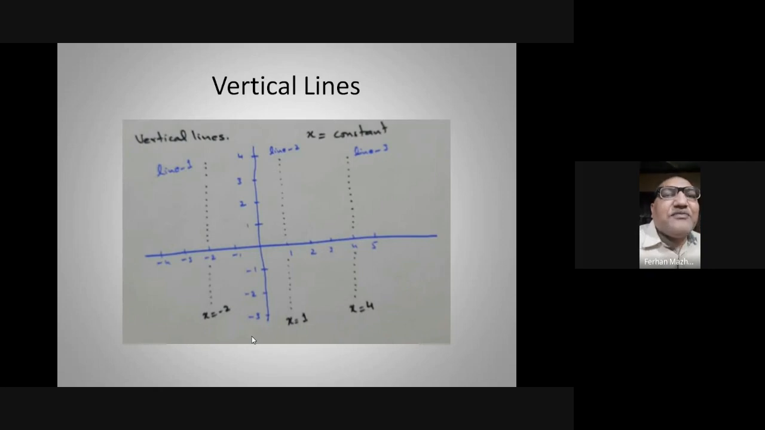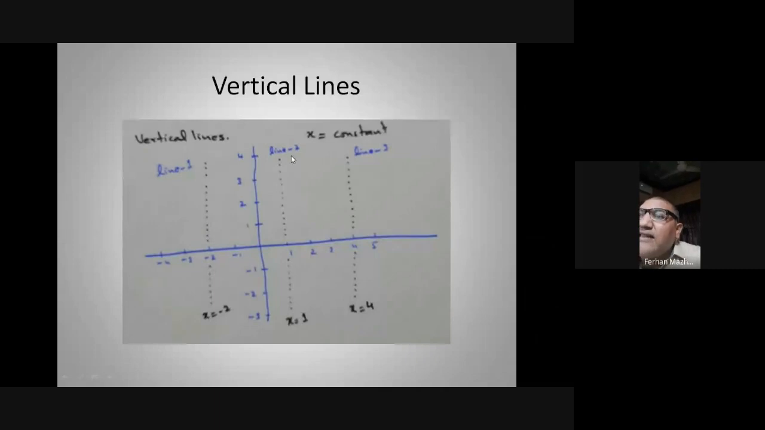X-intercept means that when you draw that line on the graph paper, the point where it cuts the x-axis, whatever the value of x is at that point, is known as the x-intercept of that line. For example, if you look at line number one, its x-intercept is -2, so its equation will be x equals -2.